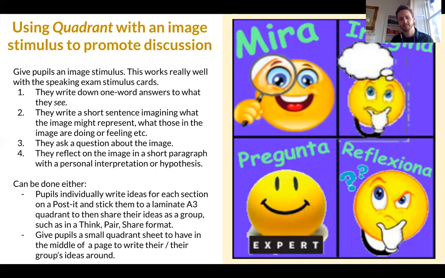Finally, you'll see that stage one started at word level, then we built with short sentences, then questions, and now we get into a short paragraph. This is where they should be giving their own personal interpretation of what it actually means for them, expressing their opinions, looking at maybe the two sides of the argument, depending on what the image may have been that you're looking at.